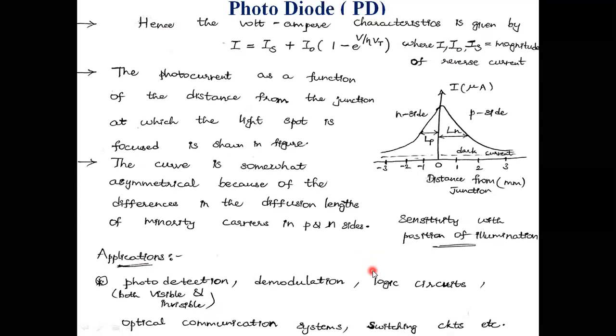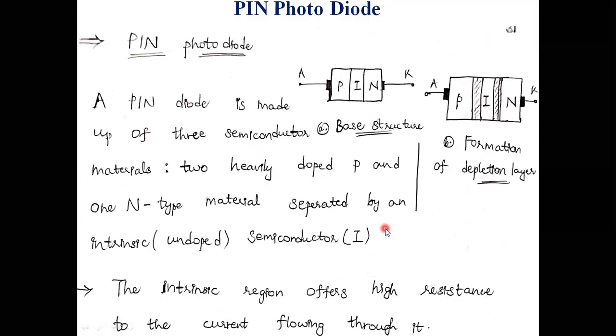Similarly, the same operation can be applied to the PIN photodiode here. For knowledge's sake, I am telling this about the PIN photodiode. This PIN photodiode is made up of semiconductor material, that is P-type and N-type. In between, some intrinsic semiconductor material is also added. I means intrinsic semiconductor material.